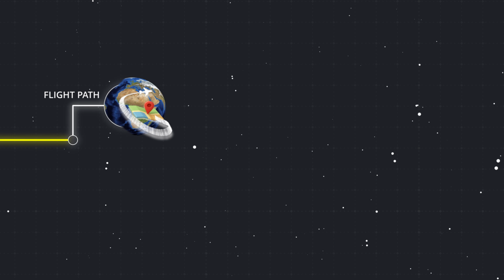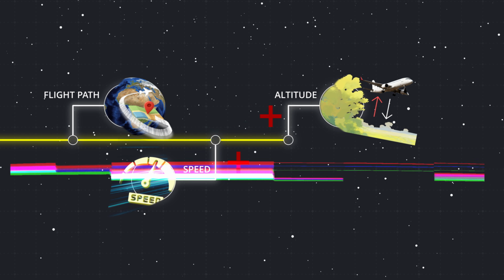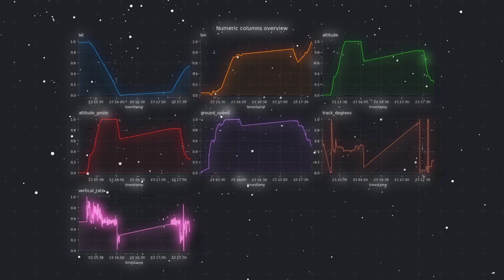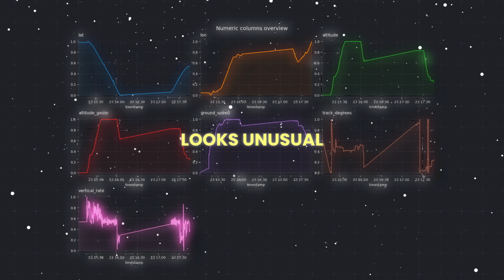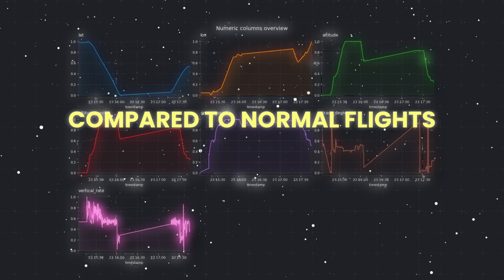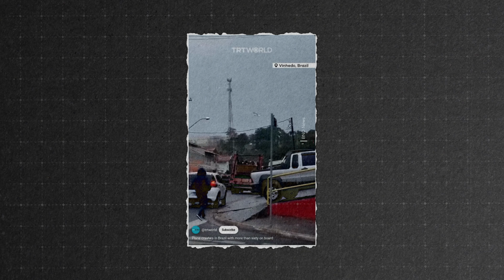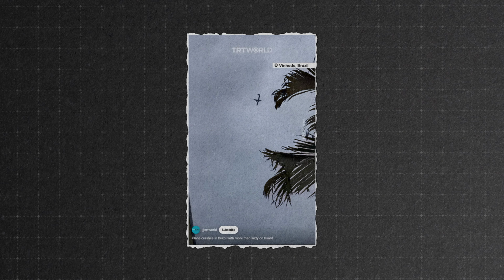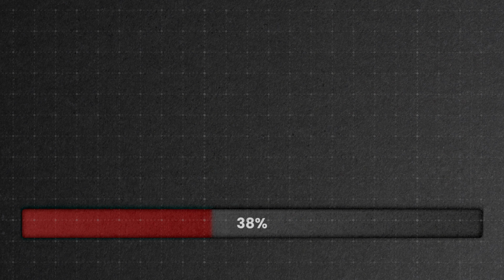By turning flight paths, speeds, and altitudes into measurable signals, we can treat flights like time series and ask an important question. What behavior looks unusual compared to normal flights? We will walk through one real example, show where abnormal patterns appear, and explain what these signals really mean. We will now start with our first chapter.